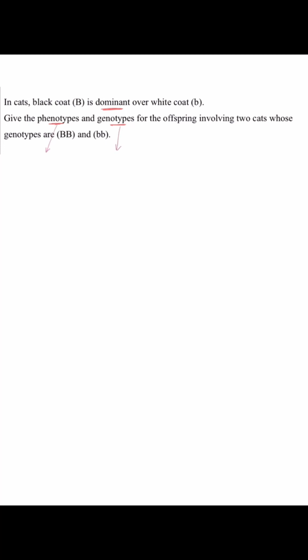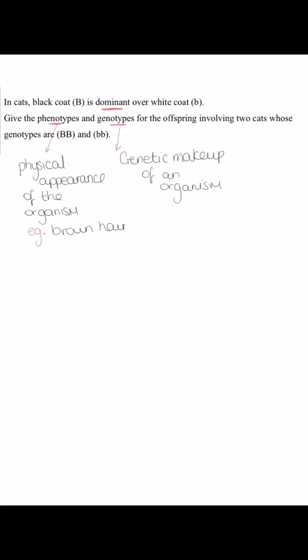The phenotype is the physical appearance of the organism. So say, for example, you'd give it in words rather than letters, something like brown hair, blue eyes, etc. The genotype of an organism is the genetic makeup of the organism. So it describes what genes are present. The genotype is represented by a mix of small and capital letters, so for example, capital B, capital B.